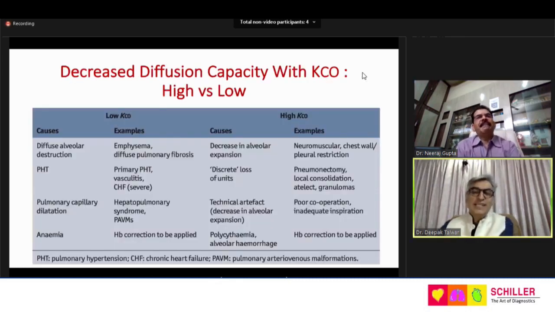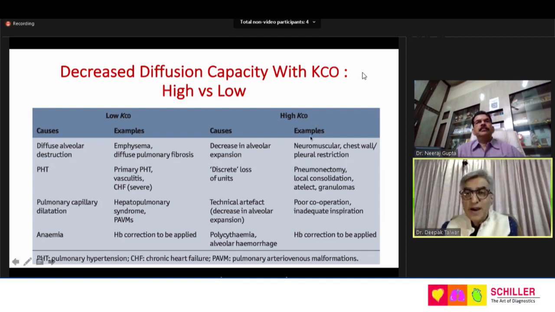So this is what we were talking about, low diffusion capacity with low KCO. It can be because of diffuse alveolar destruction, because of emphysema, or diffuse pulmonary fibrosis, which we have also discussed, which is called a pseudo situation, pulmonary hypertension, vasculitis, hepatopulmonary syndromes, pulmonary vascular malformations, and anemia. All of them could be the causes of low DLCO, low KCO.